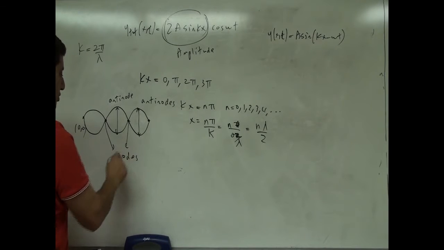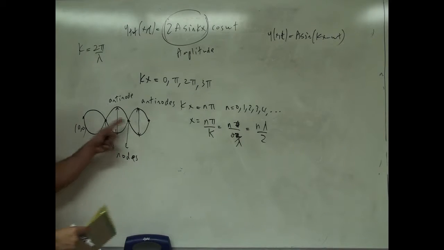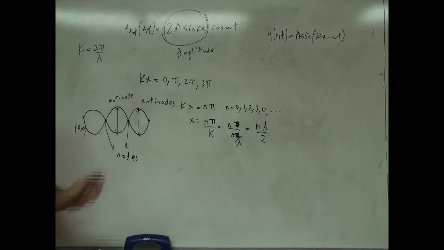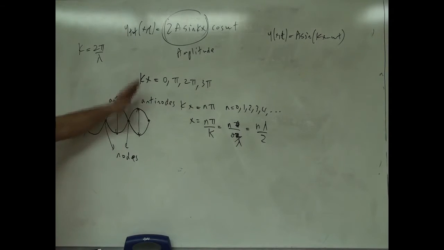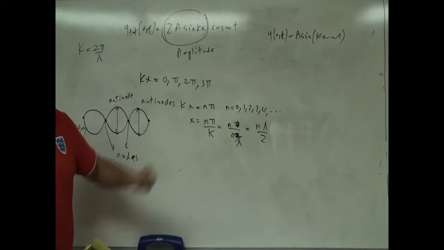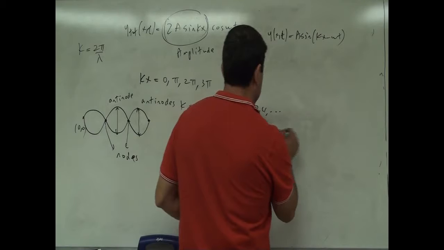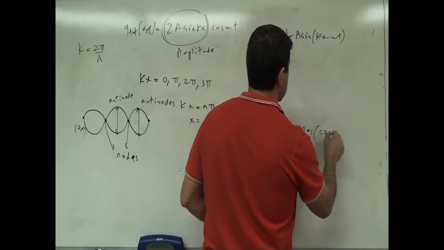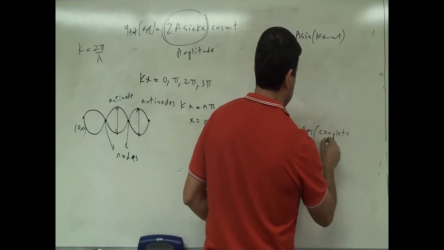The nodes. So what points will cause nodes? The nodes will be those points where the incoming and the outgoing wave are always canceling each other, right? It's not oscillating up and down. So this tells you the position along the x-axis where the nodes will always occur, right? Nodes. So that means complete destructive interference.